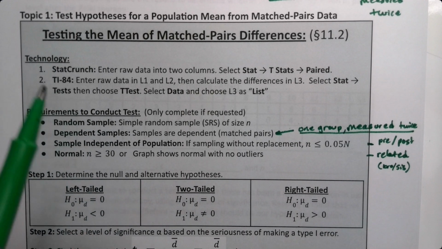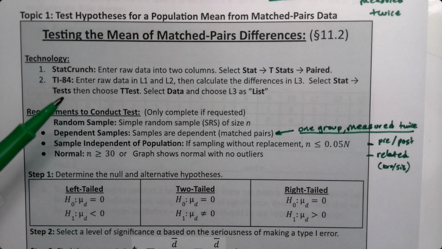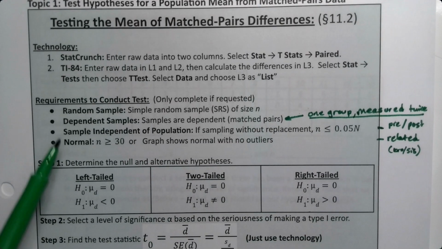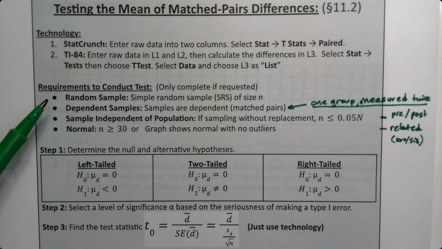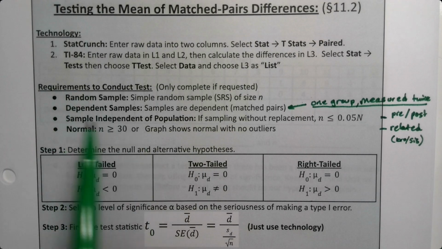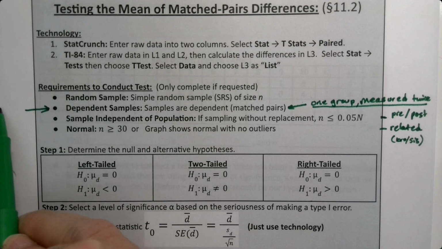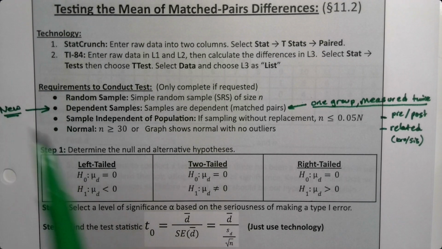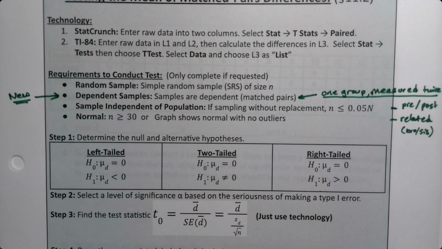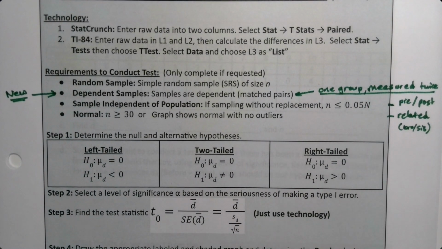Okay, so we can see that we have our standard technology piece up here where it tells us what to do in StatCrunch. And then in chapter 11, we have the same pieces we've had before, random, independent, normal, right? But we have this new piece right here. And this one's unique because this is the only time in our course that we'll be dealing with dependent samples, right? One group measured twice.